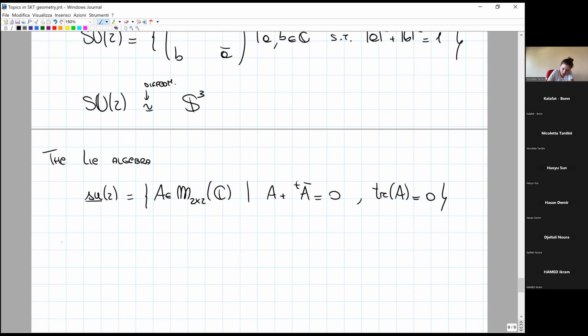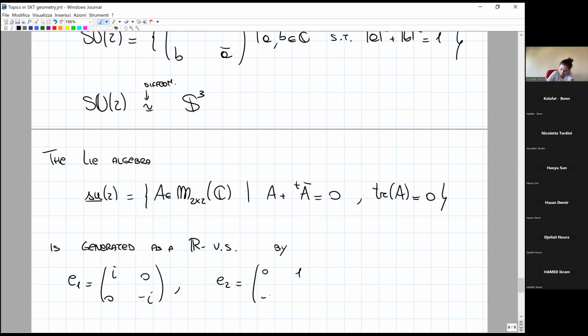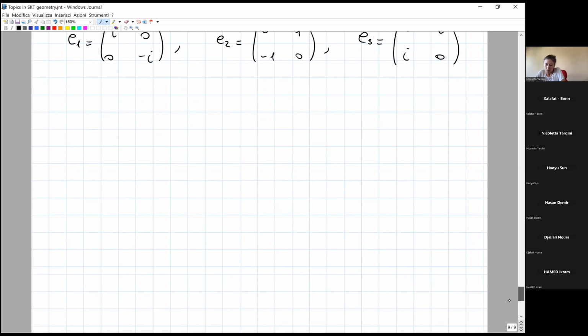In particular, SU2 is generated as an R vector space by these elements. E1 is (i, 0, 0, -i), E2 is (0, 1, -1, 0), E3 is (0, i, i, 0).